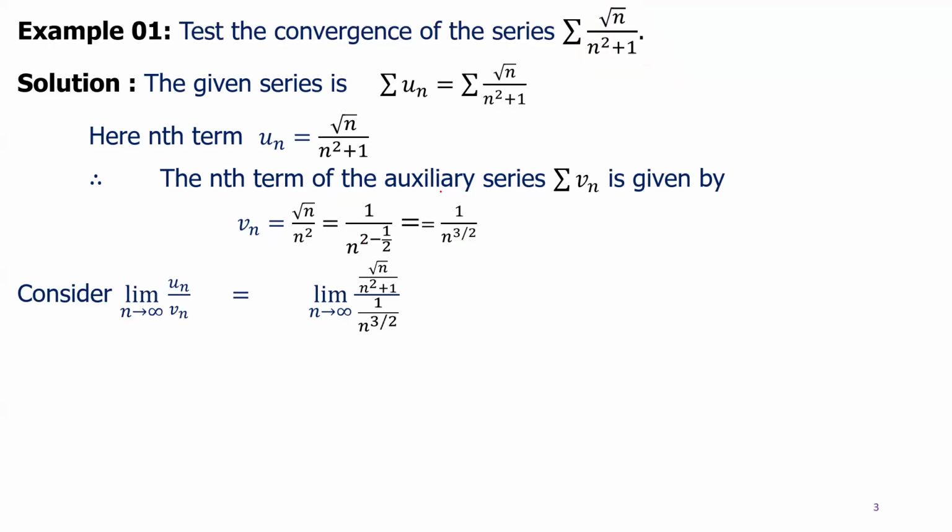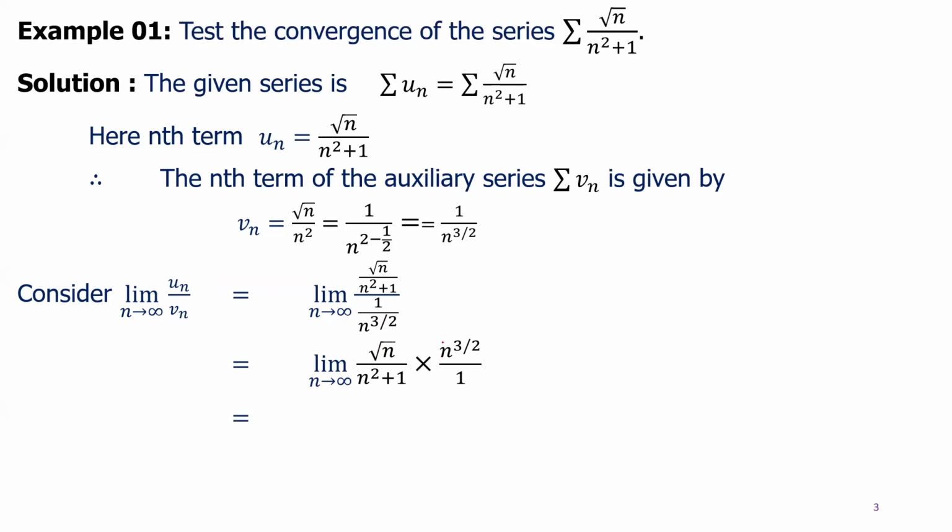Now, as we know, in case of the comparison test, we first have to find the ratio of un upon vn. After finding the ratio, we have to calculate the limit of the ratio when n tends to infinity. Here un is equal to root of n upon n square plus 1, and vn is equal to 1 upon n to the power 3 by 2. Let us simplify it. We first write root n upon n square plus 1, and n to the power 3 by 2 goes to the numerator and 1 comes to the denominator.